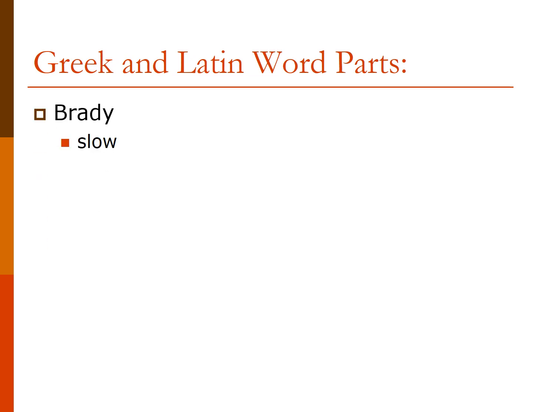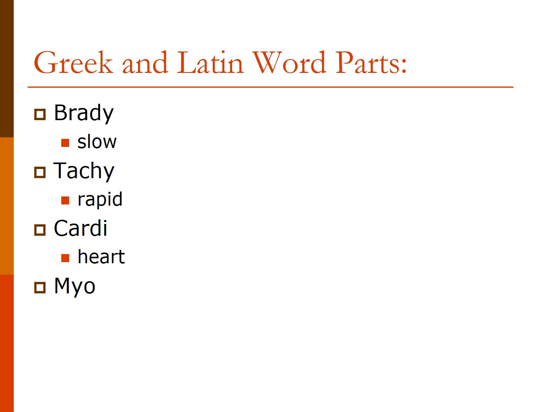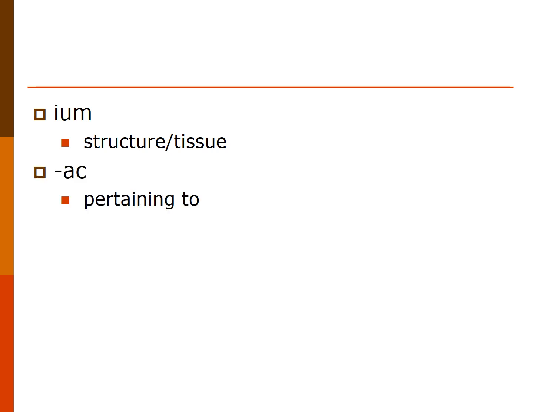Let's go through some Greek and Latin word parts. Brady, meaning slow. Tachy, fast, rapid. Cardi, heart. Myo, muscle. IA, condition. IUM, structure or tissue. Ac, this is another ending used to define pertaining to. Peri, around or surrounding.